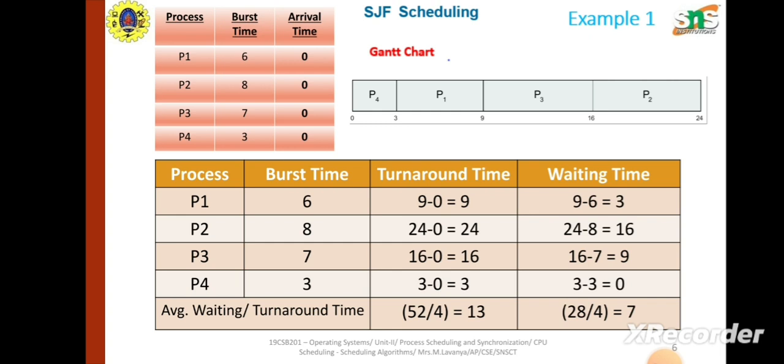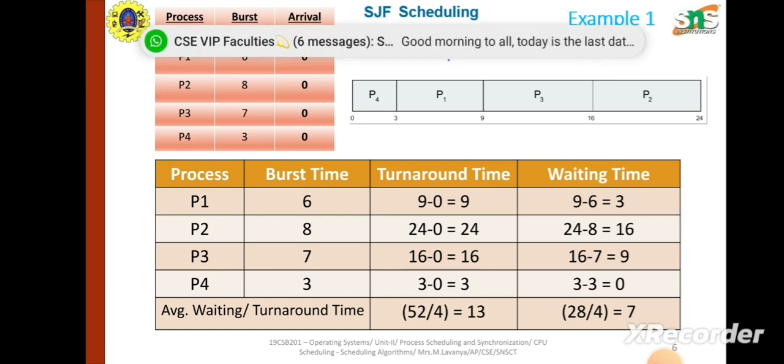Then next process P2. P2's completion time is 24 milliseconds. 24 minus arrival time 0 equal to 24 milliseconds is the turnaround time of process P2. Then for P3. Process P3's completion time is 16 milliseconds minus its arrival time 0 equal to 16 is the turnaround time of process P3. Then process P4. Process P4's completion time is 3 milliseconds minus its arrival time 0. 3 minus 0 equal to 3 is the turnaround time of process P4.